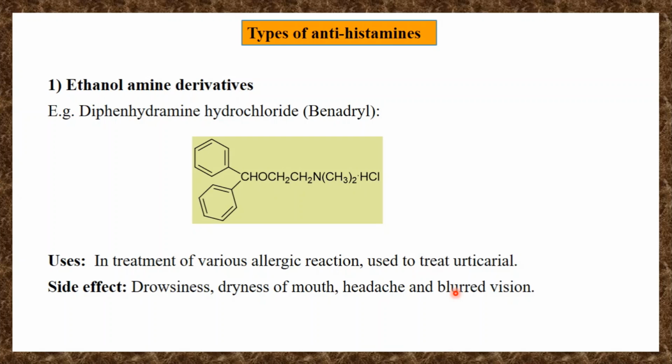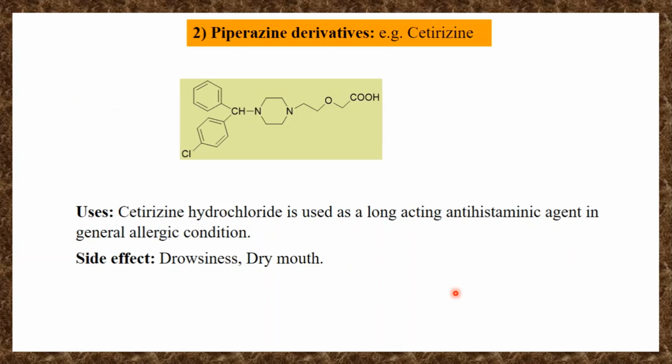Then the second class is piperazine derivative. The example is cetirizine. This is the structure of cetirizine. It belongs to the piperazine class of compounds.